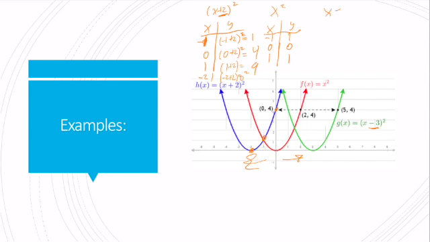Okay, so if I have x minus 3 squared, and I plug in some values, let's pick some different values. Let's pick 2, 3, 4. When x is 2, I have 2 minus 3 squared, which is negative 1 squared, which is 1. When x is 3, I have 3 minus 3 squared, which is 0. When x is 4, I have 4 minus 3 squared, which is 1. So as you can see, I've just shifted everything to the right 3 points. 1 goes to 4, 0 goes to 3, and so on.